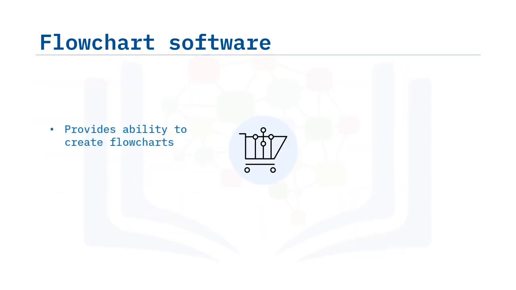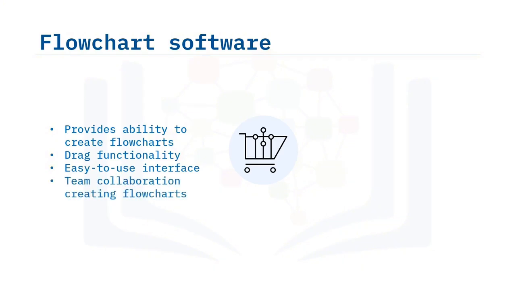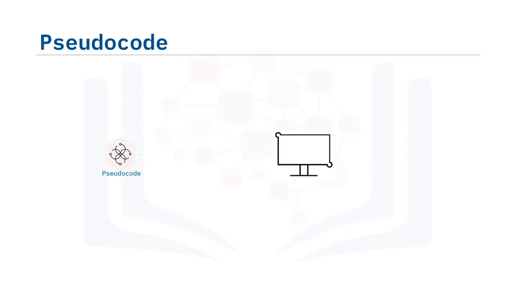Flowchart software is an application that provides various functionalities to create flowcharts by providing the ability to drag shapes into the desired order using an easy-to-use editor. Flowchart software also provides team collaboration for creating flowcharts. Some of the well-known flowchart software programs include Microsoft Visio, Lucidchart, Draw.io, and Draw Anywhere.